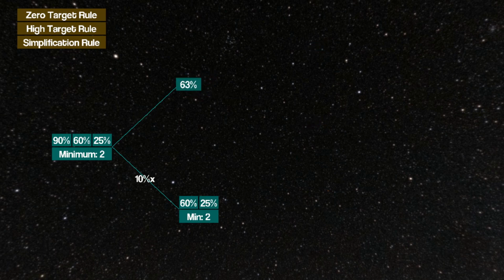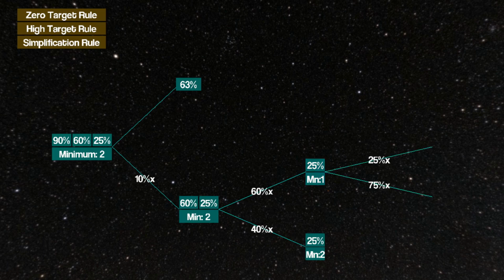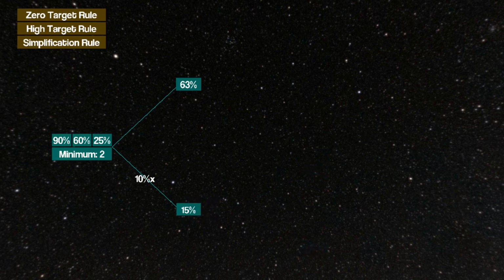We're making progress. Down here, we've got 2 elements, target of 2. That's the simplification rule. 1 element, target of 1. That's simplification rule. 0 elements, target of 0. That's our 0 target rule. 0 elements, target of 1. That's our high target rule. Down here, I've got 1 element, target of 2. That's our high target rule. And it all collapses down to that, which we've seen before.